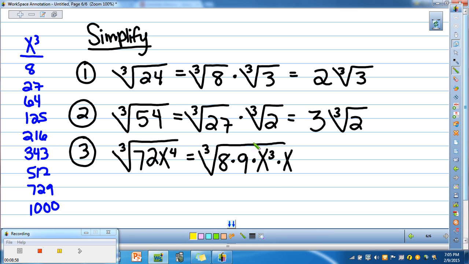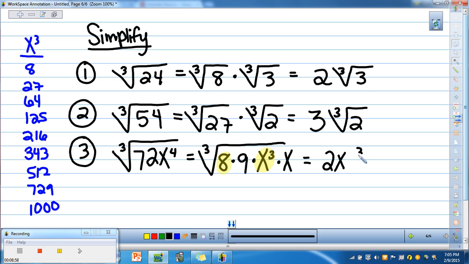Now let's highlight our perfect cubes, 8 and x cubed. So out in front, the cubed root of 8 is 2. The cubed root of x cubed is x. The leftovers on the inside, we're left with the cubed root of 9x.